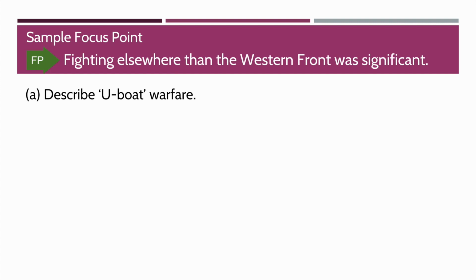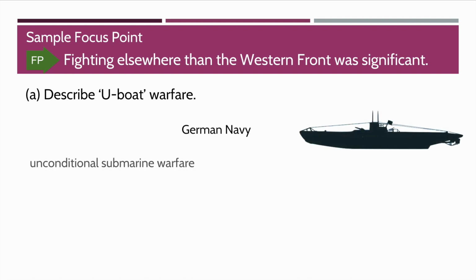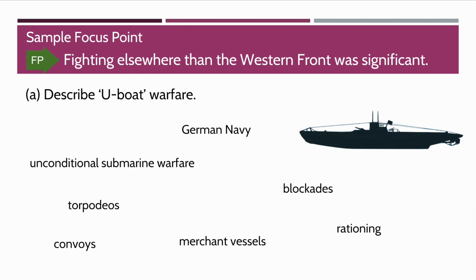Now, when you're asked to describe something, essentially what you have to think about is the different aspects. Let me help you out with some of the key vocabulary words and concepts, since you may not have actually studied this subject. First of all, what is a U-boat? It's basically just another name for a submarine. Very important with the German Navy. They had a policy which was called unconditional submarine warfare.